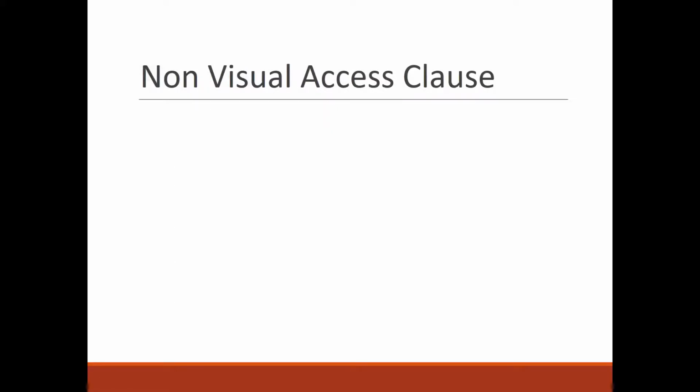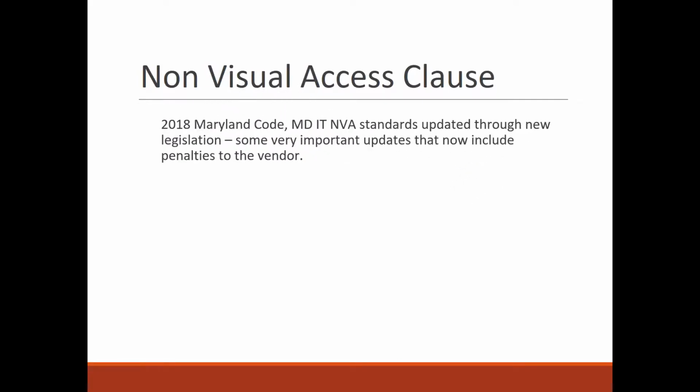Okay, the non-visual access clause, I've mentioned it a little earlier. So the latest iteration of the non-visual access clause out of Maryland is from 2018. The non-visual access standards have been updated through new legislation, and the latest iteration of this law that came out, I believe, around 2005 within Maryland Code.